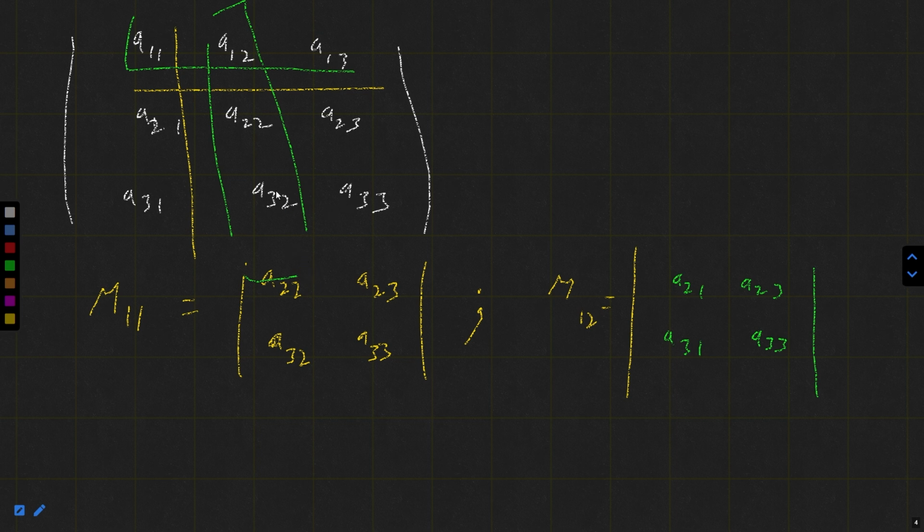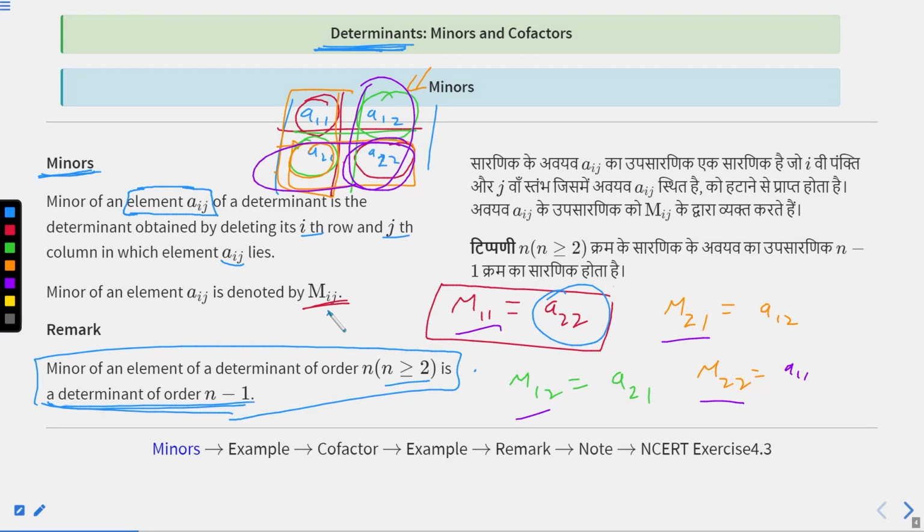Suppose you were asked to find the minor M32. Then eliminate this column and row 3. Now you are left with the entries A11, A13, A21, A23, and this will be your minor. Clear? I hope that now the other minor entries you can directly find out. A simple task to do.